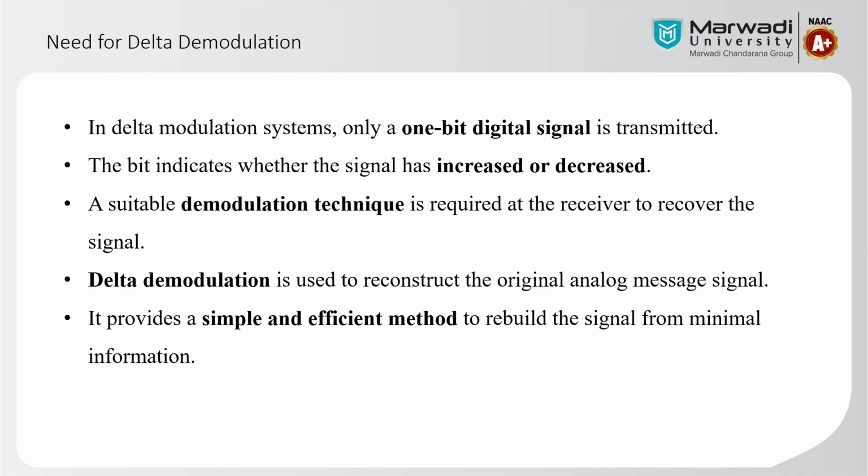Next is the need for delta demodulation. Since delta modulation transmits only the change in information, the receiver does not receive the actual signal value. Without demodulation, the original analog signal cannot be recovered. Delta demodulation is needed to convert the 1-bit digital stream back into an analog waveform. It allows reliable signal reconstruction using simple circuitry. This makes delta demodulation suitable for low bandwidth and low cost communication systems for voice signals.